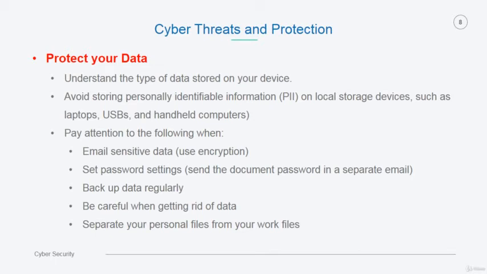To protect your data, you need first to understand the type of data stored on your device. You need to distinguish between different file formats in your device. Word documents, Excel documents, PDF documents, images, videos, and so on. You need to avoid storing personally identifiable information, the PII, on local storage devices, such as laptops, USBs, and handheld computers. You need to pay attention to the following.